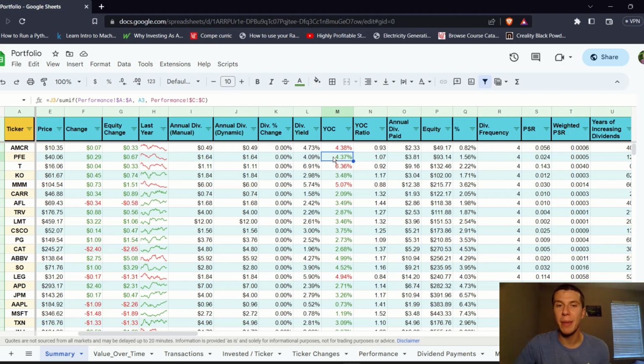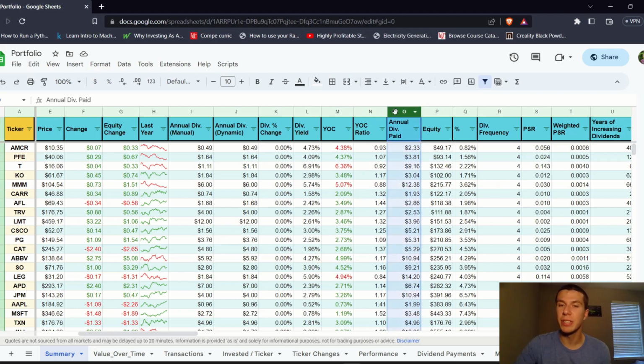And if it's green, that means that the yield on cost is higher than the current dividend yield, which is awesome. That means the company has either increased its dividend or the share price is higher than when I bought the company originally. Then this ratio is another way of giving us an idea of how much better the yield on cost is than the current dividend yield. I'm just taking the yield on cost divided by the dividend yield. You can see in the case of Aflac, for example, my yield on cost is almost 1.5 times as high as the dividend yield, which is pretty awesome.